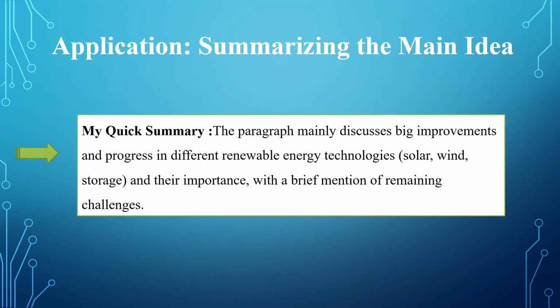This is a critical step for advanced learners. Step 3. Summarize the paragraph's main idea in your own words before getting biased by the options. Based on our reading, paragraph A talks about significant advancements and gives several examples like solar, wind, and battery storage. It emphasizes these are pivotal collective developments. So, my quick summary would be something like, the paragraph mainly discusses big improvements and progress in different renewable energy technologies and their importance, with a brief mention of remaining challenges.